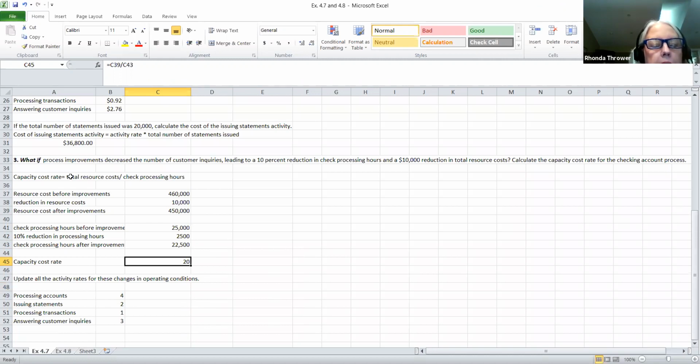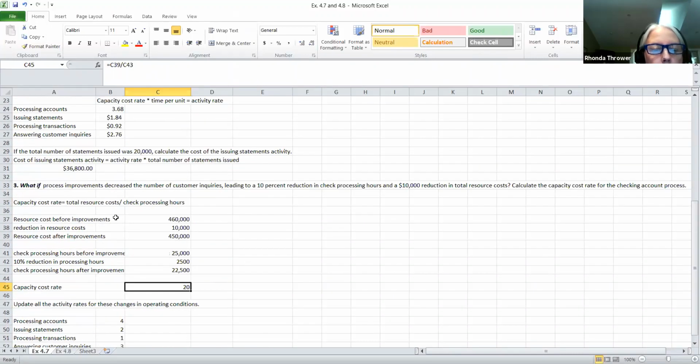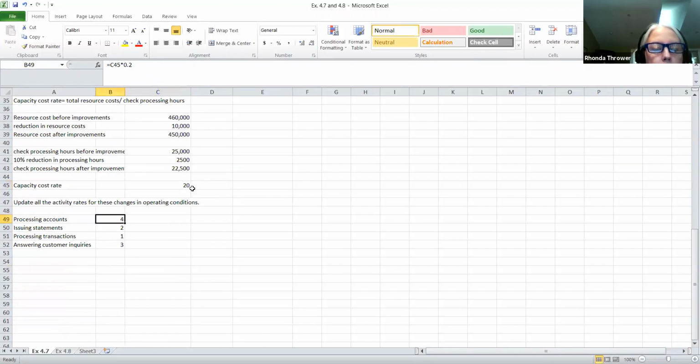And then using that same what if analysis, it says to update all the activity rates for these changes in operating conditions. So if the capacity cost rate changed, then we have to multiply this capacity cost rate by the time that was spent on each activity. So it's really like what we did before. It's just that we now have a new capacity cost rate.